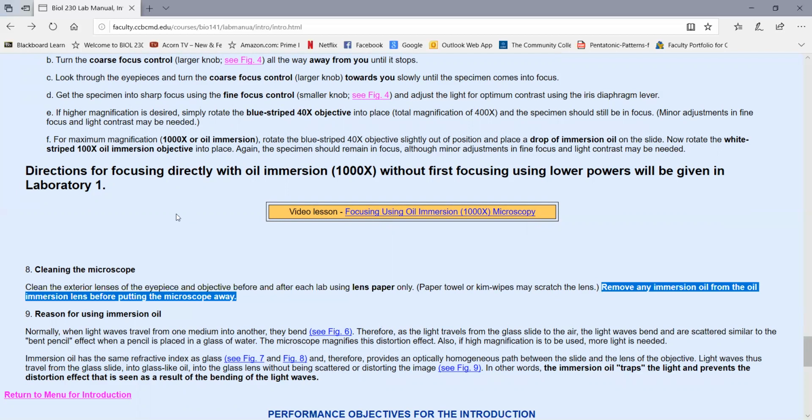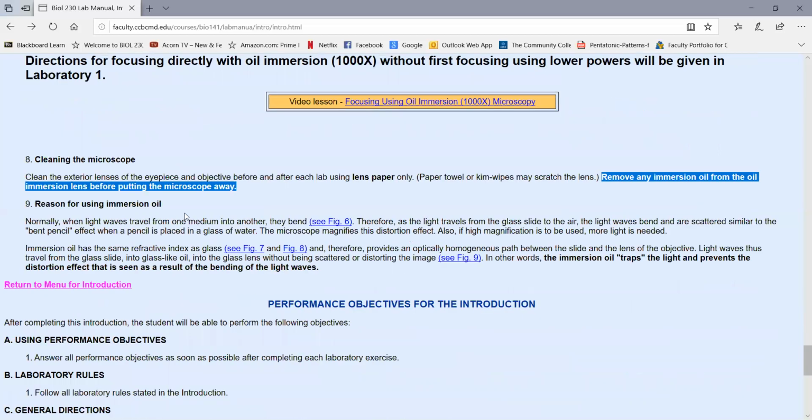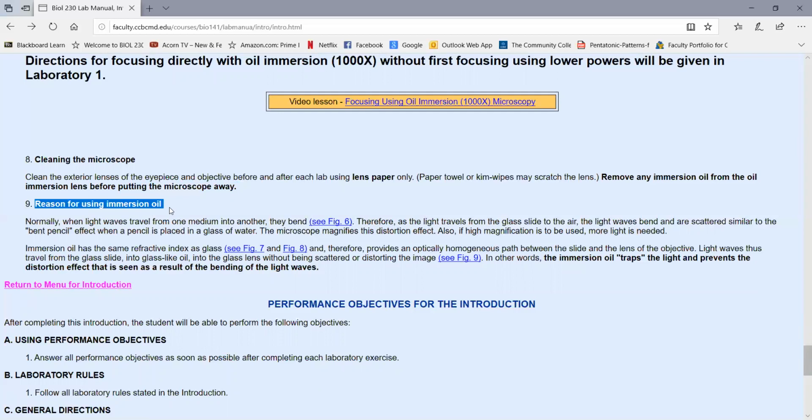Now, the reason we call this oil immersion is that we put the lens, the 100 objective lens, in a drop of oil on the slide. And here's the reason why we need the oil and why it's called oil immersion microscopy. One of those little pesky laws in physics says that when light waves travel from one medium to another, they bend.